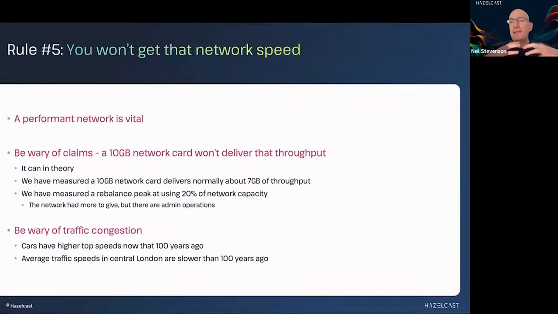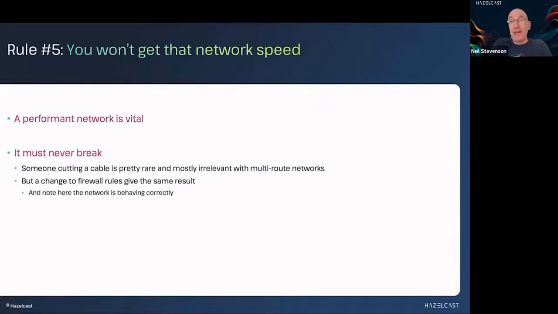One of the things we do in Hazelcast is if a node joins the cluster or leaves the cluster, you rearrange the data you've got to balance it out. So that's a huge amount of data you might be moving across. And if your network's slow, that rebalance operation to get the system back into tune takes time. We've measured that we managed to saturate the network to 20%. The network could actually give us much more, but there's other things to consider, moving the data. There's all the checkpointing and so on. But you need a good network, and it must never break.